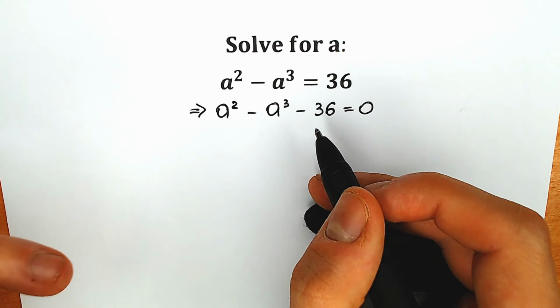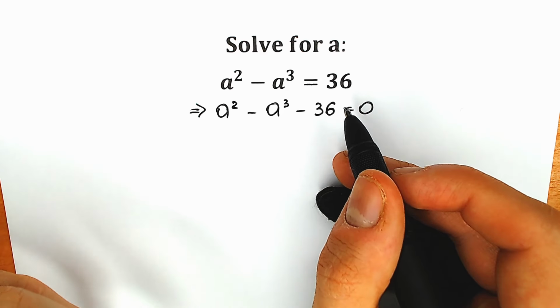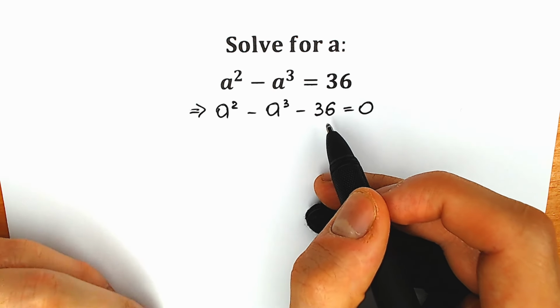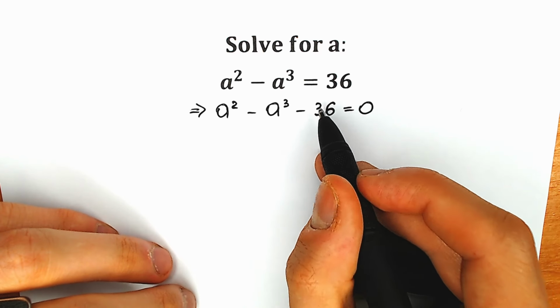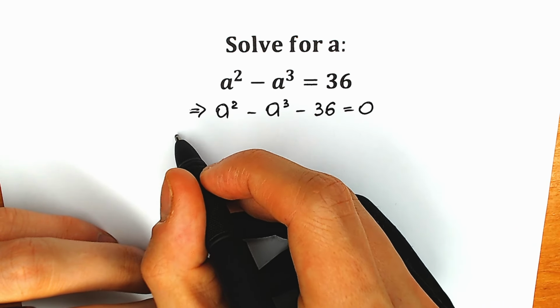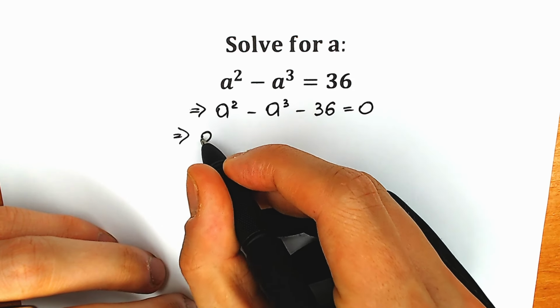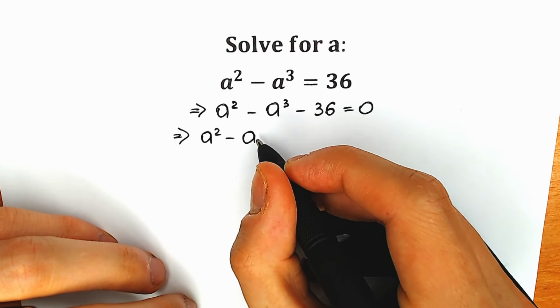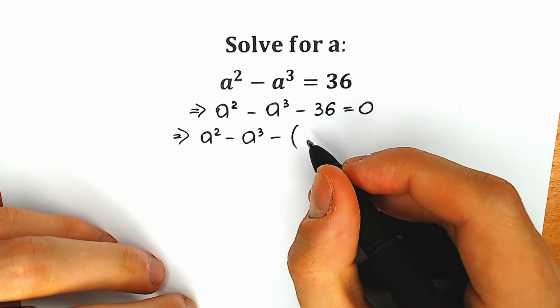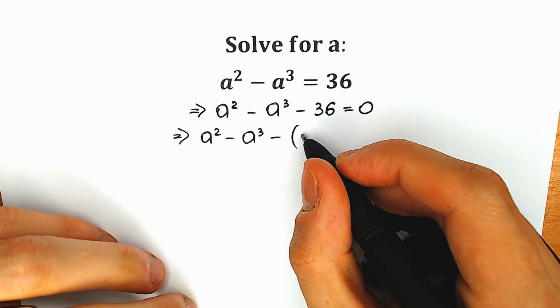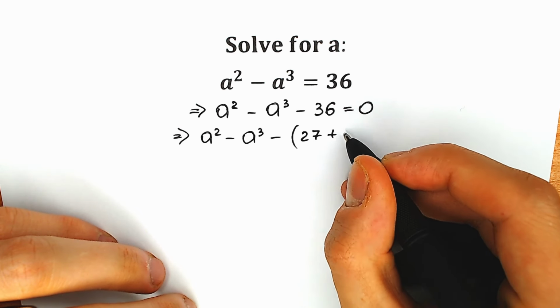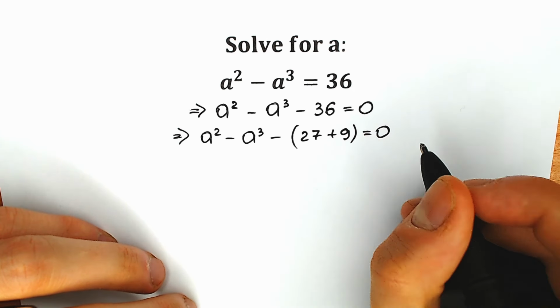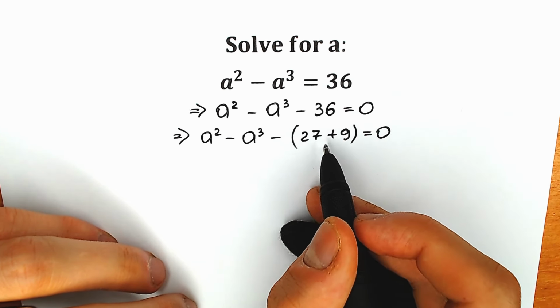A lot of students may be asking, why do we choose this expression? Why not 18 plus 18, or 20 plus 16? Just look at it. Instead of this 36, let's write 27 plus 9. So we have a square minus a cube minus, instead of 36, 27 plus 9. Right now, I'm going to explain why we choose 27 plus 9.